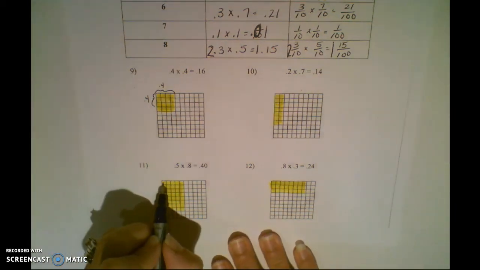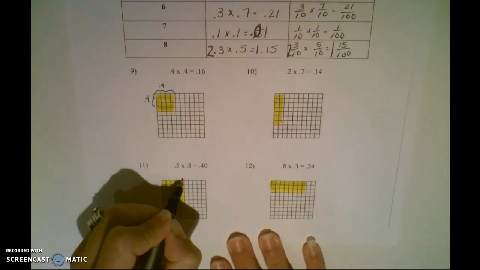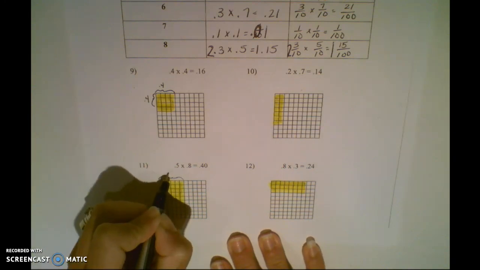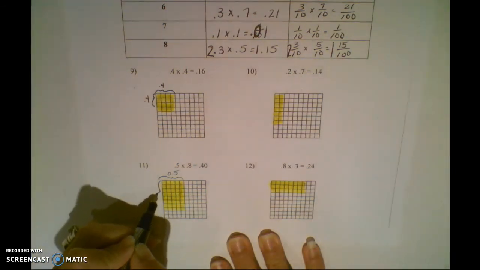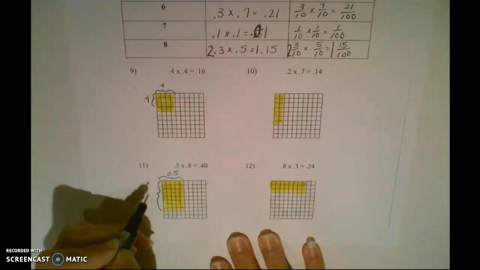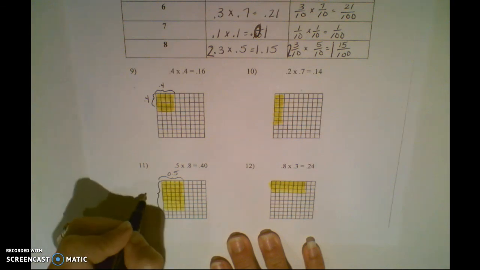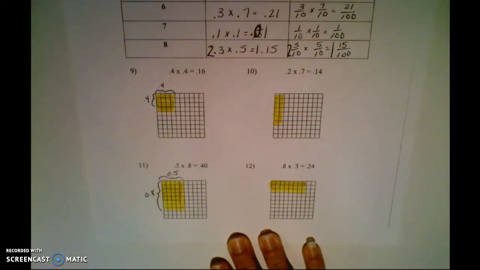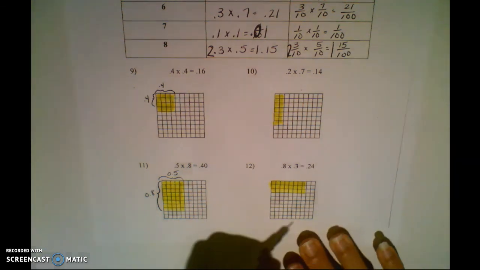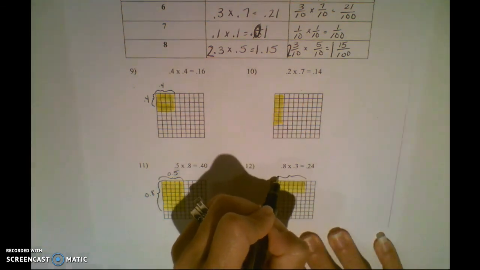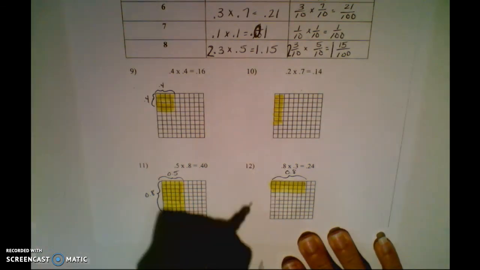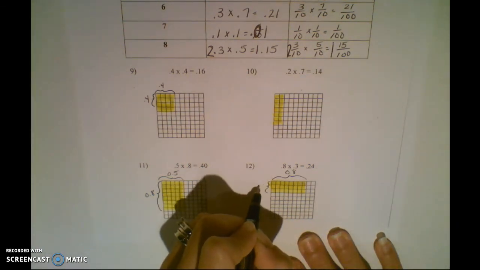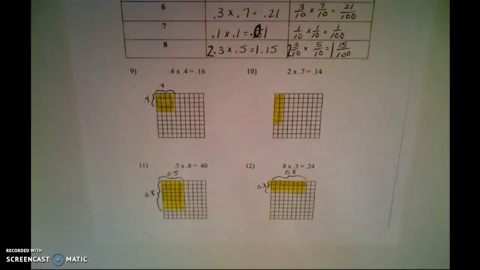You should have shaded across 5 to represent 5/10 and shaded down those 5 columns, repeated it 8/10 of a time, or 8 of the rows. Looking at number 12, you should have shaded across 8 and shaded down 3 rows of those 8 columns, or those 8/10.